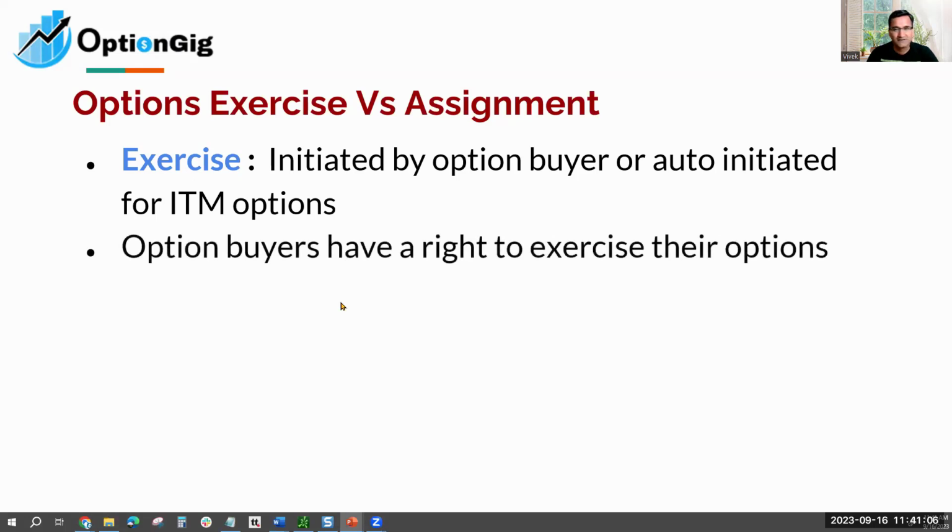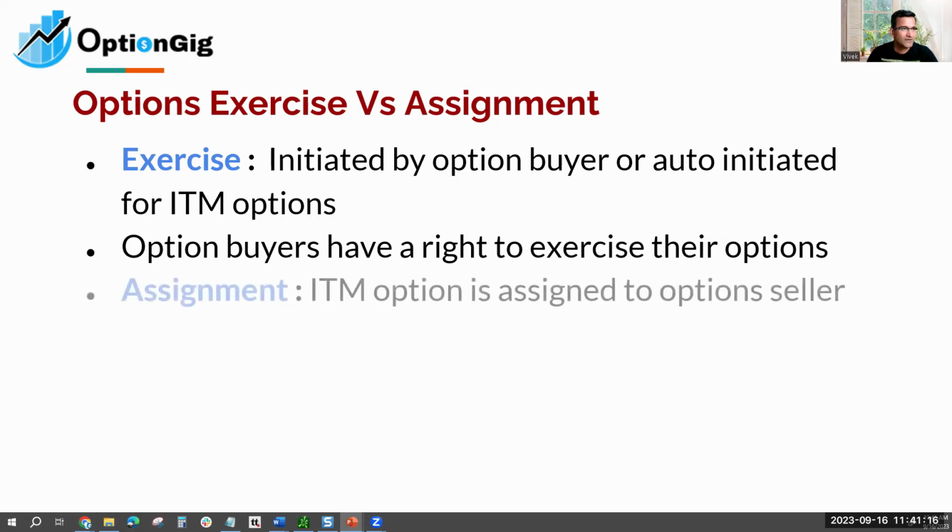Now, assignment. Option buyers have a right to exercise. Remember, you paid the premium to get that right. And now you can choose to exercise your right whenever you want to. We call it assignment when the option is assigned to the seller. Let's take an example. I bought a call option to buy a share of my favorite ticker XYZ at $50. And at option expiration, let's say it closes at 50.